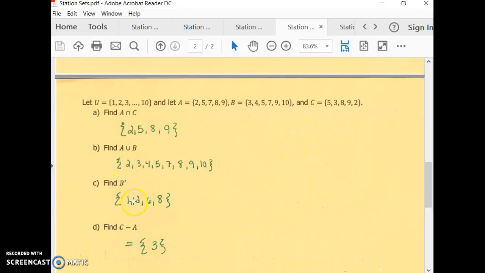So you'd have 1, 2, 3, 4 you can't have, 5 you can't have, 6 you can have, 7 you can't have, 8 you can have, 9, 10 you can't have. That would be the complement. And then C minus A. So everything in C, take away whatever's common with what? A. So what do I only have left? The value of 3.